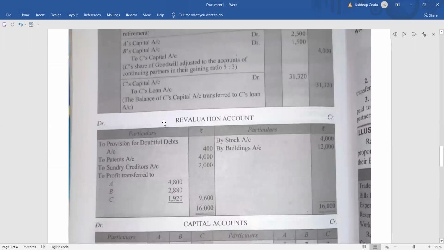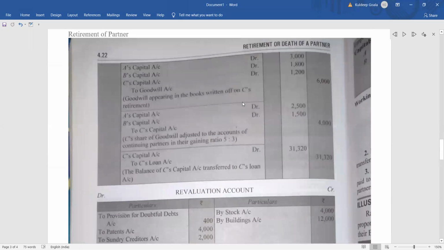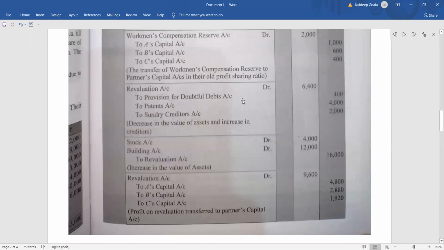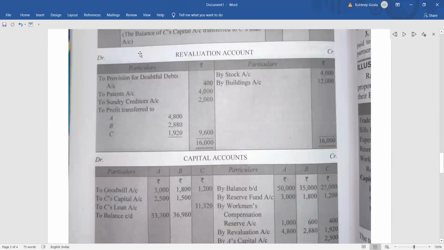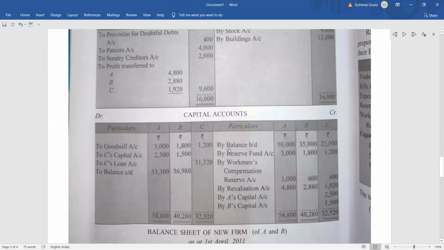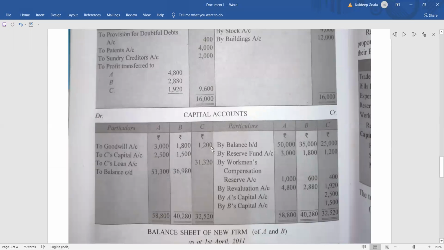Then now coming to the ledger accounts. How to do the ledger? You can just copy it from the journal. What you will do? Prepare the revaluation account. Then prepare the capital account. First of all, you give the capital opening balance, by balance brought down. We have already seen it was 50,000, 35,000, and 25,000, right? And then you start doing it. So first of all, we'll transfer the reserve. By reserve fund account 3,000, 1,800, 1,200.